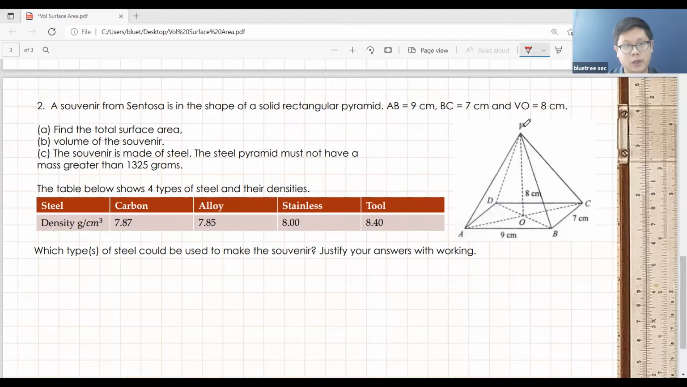So in this question here, we have a souvenir from Sentosa, and it's in the shape of a pyramid. They give you some measurements, including the length, the breadth, and the height, BO, right? And they start off by asking us to find the total surface area.